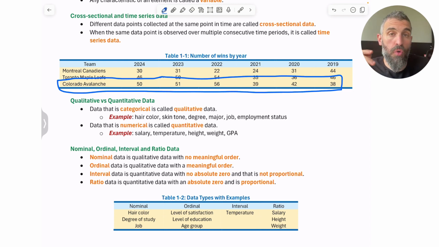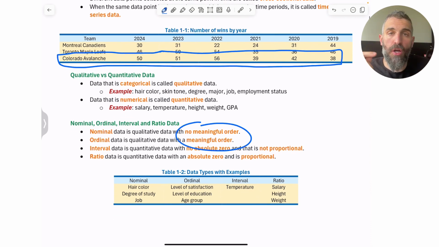Versus quantitative. Quantitative is anything numerical. Like your age is a number, right? If I said, what is your age? And you said 21 or 22, that's a number. That's quantitative data. Your annual salary, your GPA, the temperature outside, right? This is all quantitative data, numerical. Now, if we take it a step further, qualitative data can either be nominal or it could be ordinal. The main difference is whether or not there's a meaningful order.